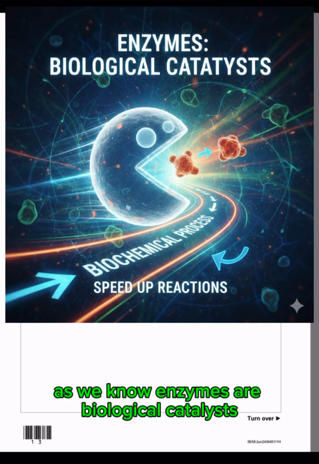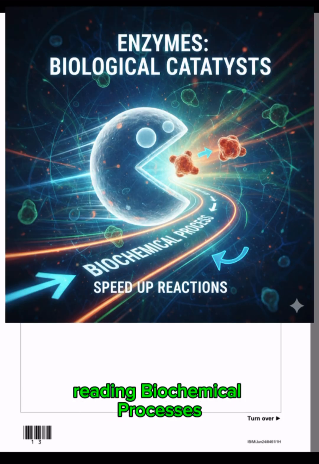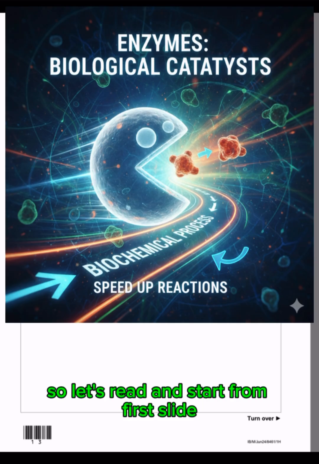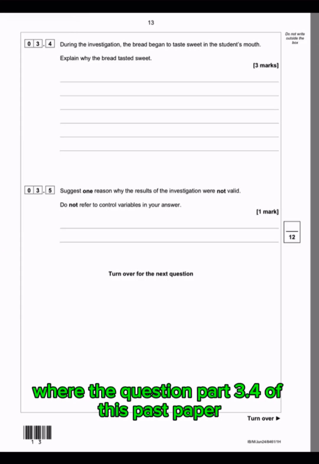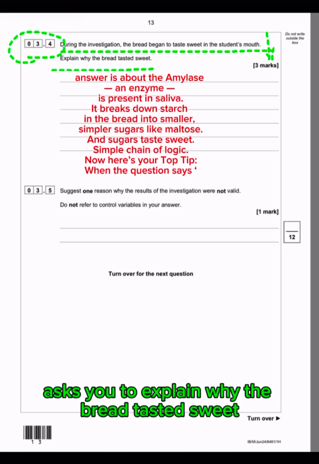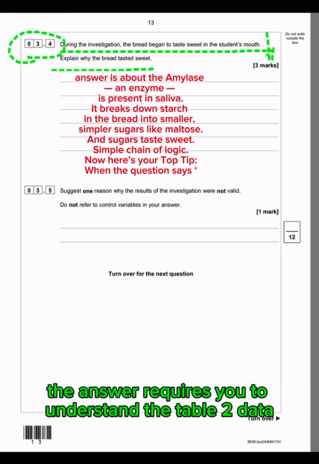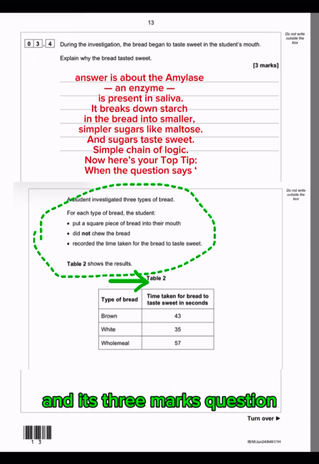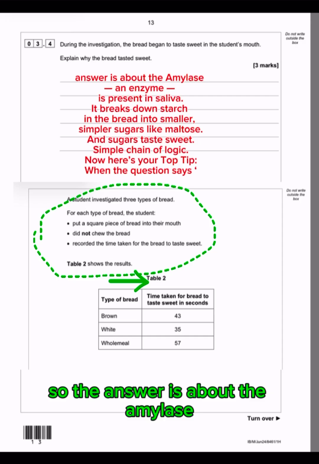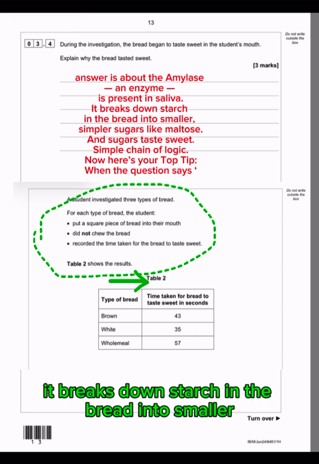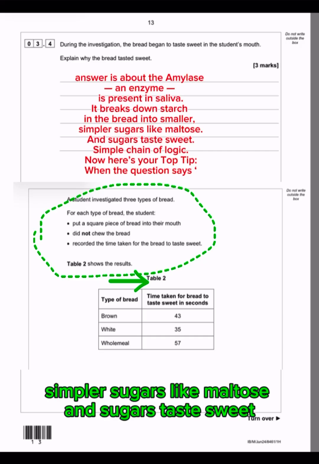As we know, enzymes are biological catalysts, speeding up biochemical processes and catalyzing living chemistry. So let's start from the first slide, where part 3.4 of this past paper asks you to explain why the bread tasted sweet. The answer requires you to understand the Table 2 data and the investigation of breads, and it's a 3 mark question. The answer is about amylase, an enzyme present in saliva. It breaks down starch in the bread into smaller, simpler sugars like maltose, and sugars taste sweet.